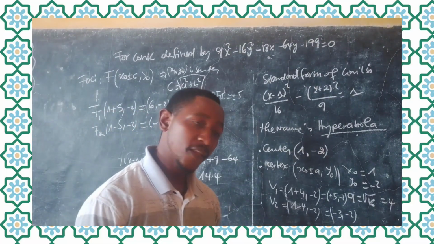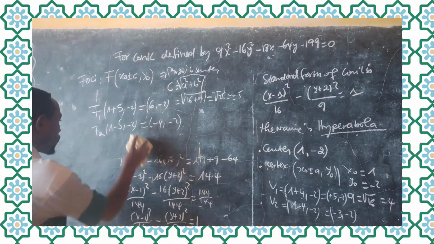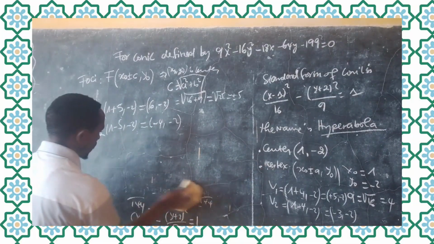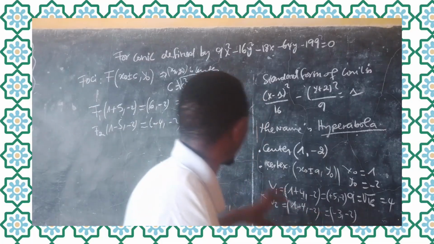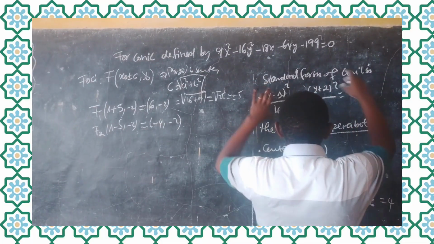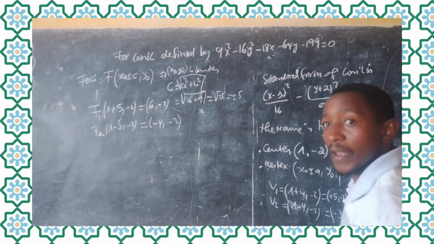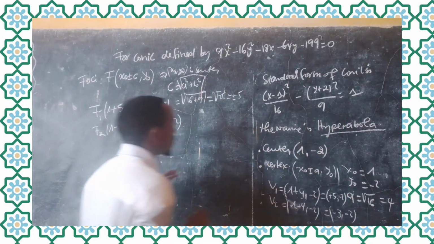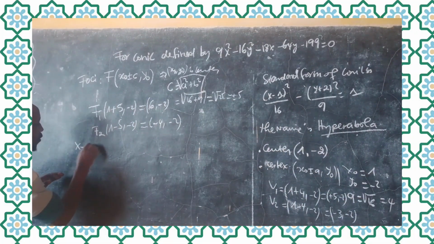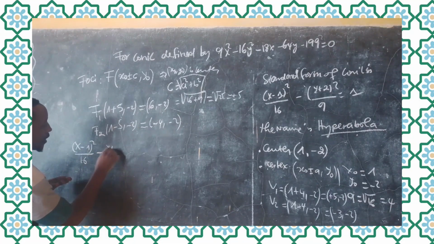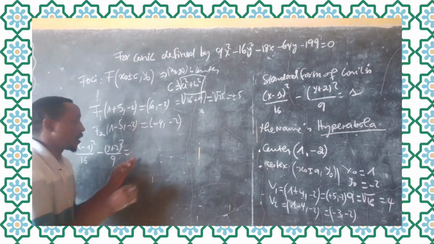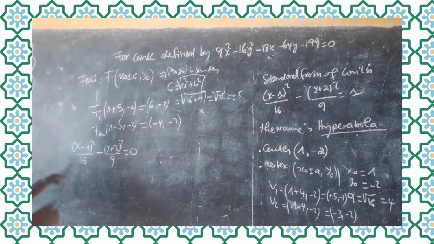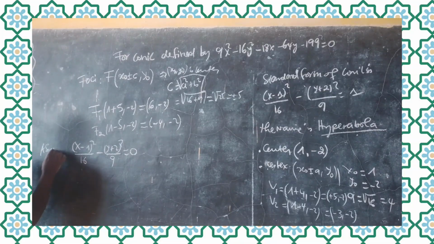So the other parameter is how to find the asymptote. Finding the asymptote also has a good way. Don't memorize the formula. To find the asymptote, we take this equation, then we change the 1 to 0. So it means that we take (x minus 1) squared divided by 16 minus (y plus 2) squared divided by 9 equal to 0. For that, we get the asymptote.